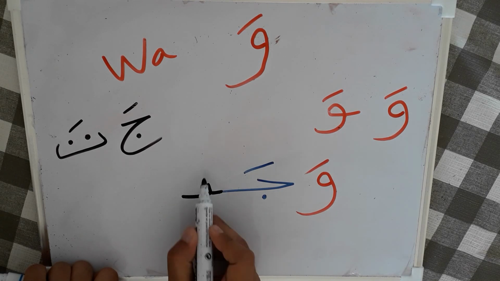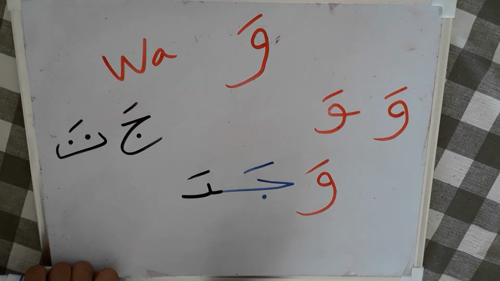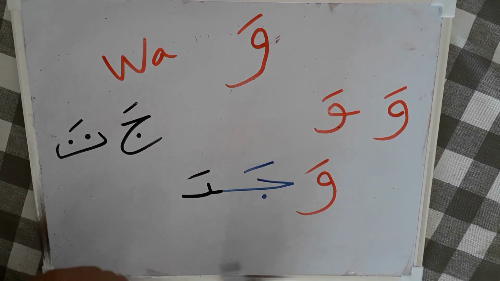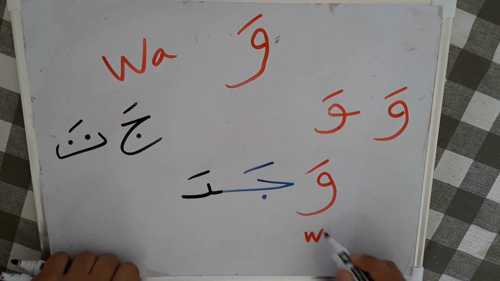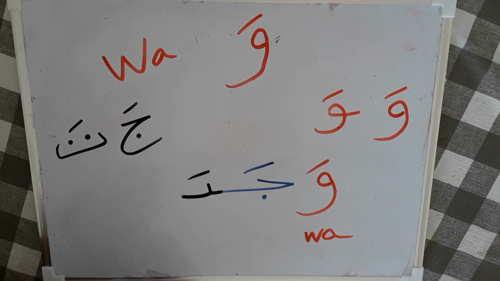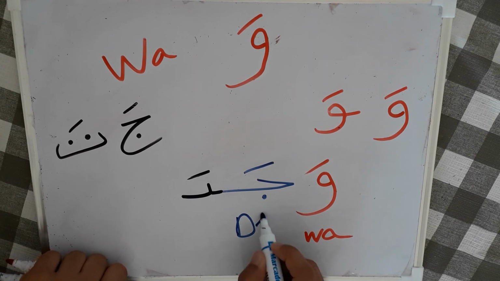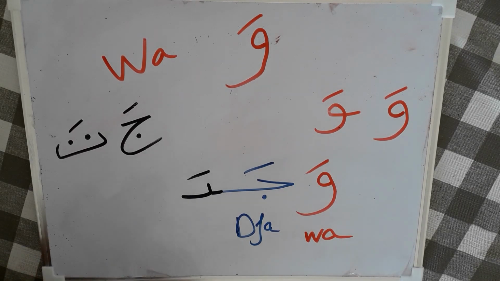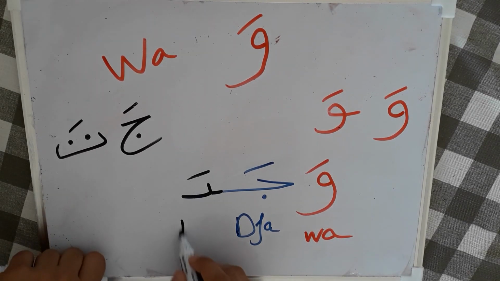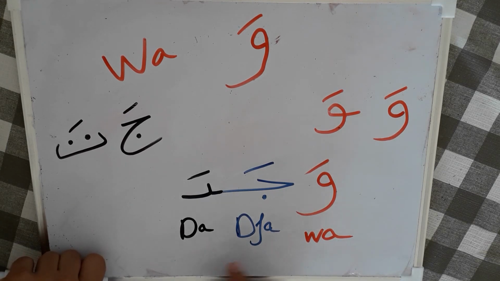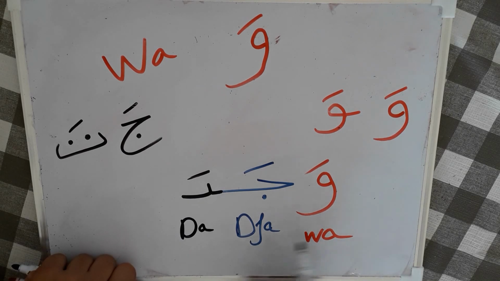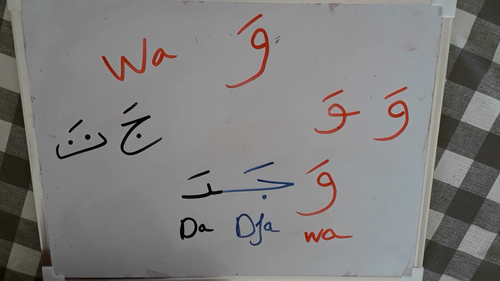Someone would ask me to remove ta and add da in the end. So wajada, wajada, wa, ja, da, wajada. It means found, I found, okay, wajada. So he found, wajada, okay.